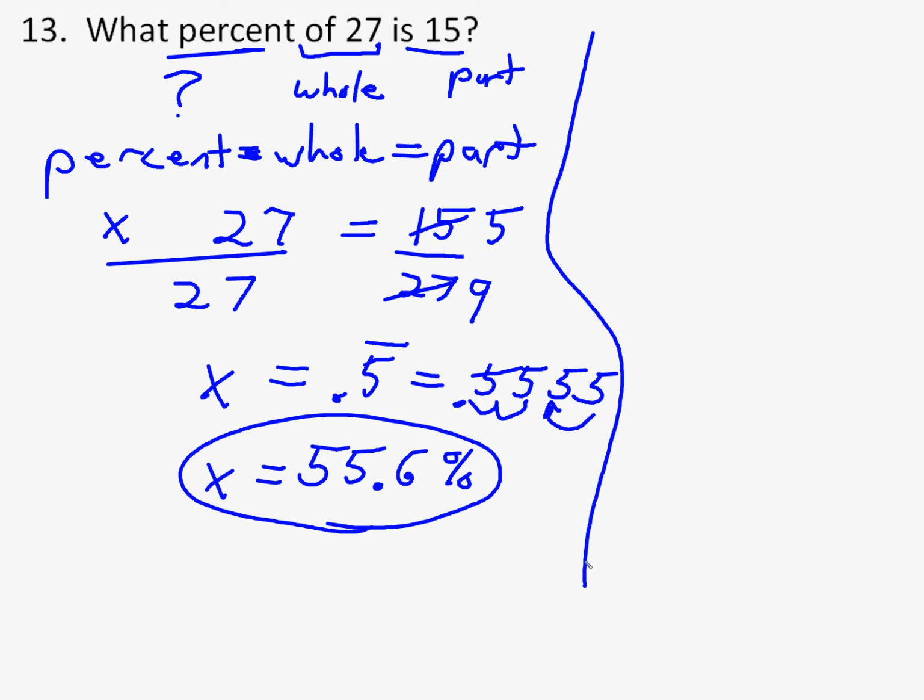If we want to see that using the percent proportion, we know that part over whole, so 15 over 27, is equal to percent over 100. We're looking for that.